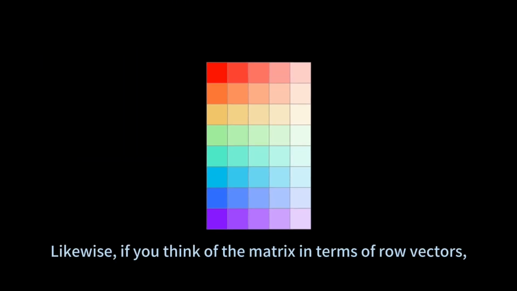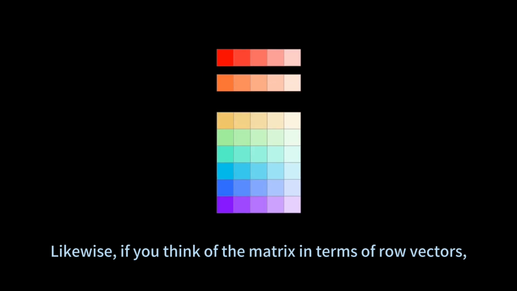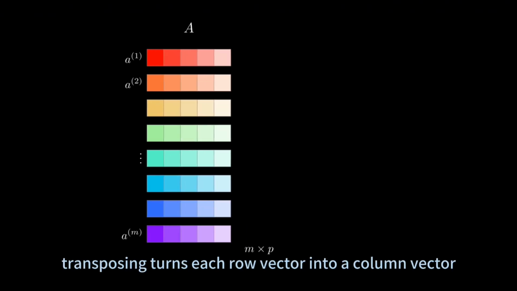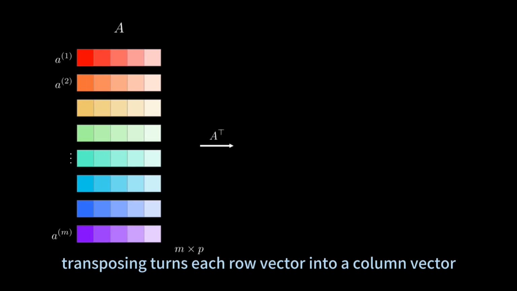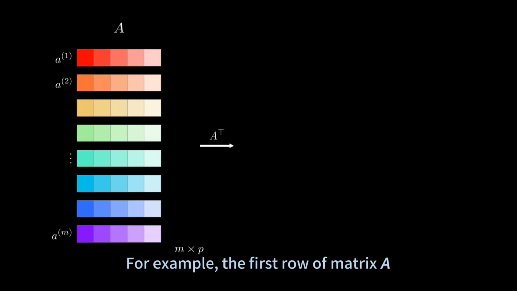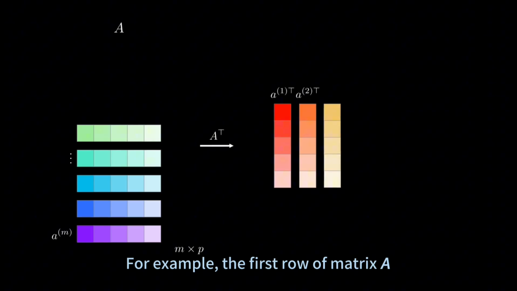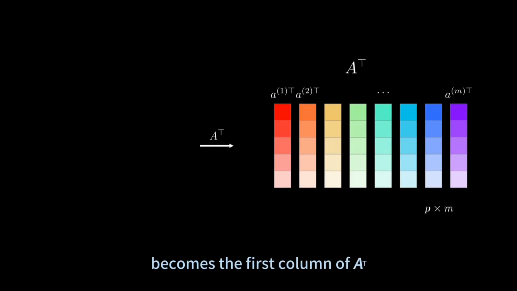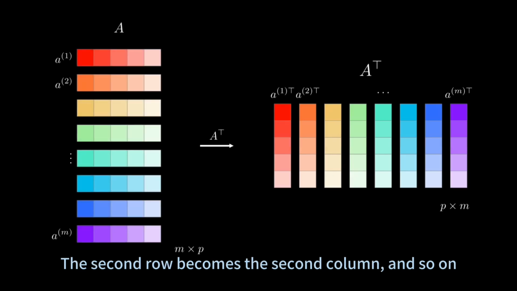Likewise, if you think of the matrix in terms of row vectors, transposing turns each row vector into a column vector. For example, the first row of matrix A becomes the first column of A transpose. The second row becomes the second column, and so on.